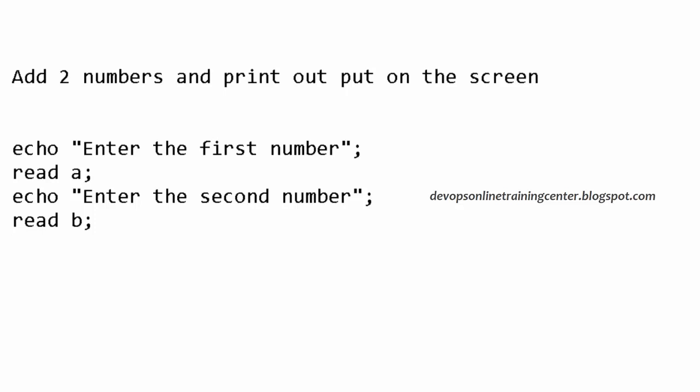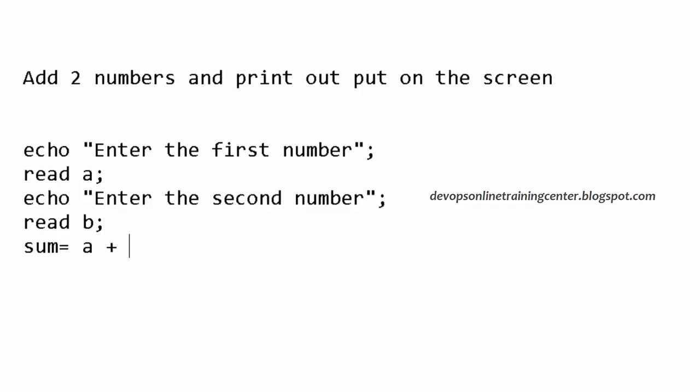So how do I add two numbers? We just need to perform one arithmetic operation, which is adding two numbers, right? So how do we add? Simply I say sum equal to A plus B. Will this work? In shell scripting this will not work. Maybe in another scripting language it will work.